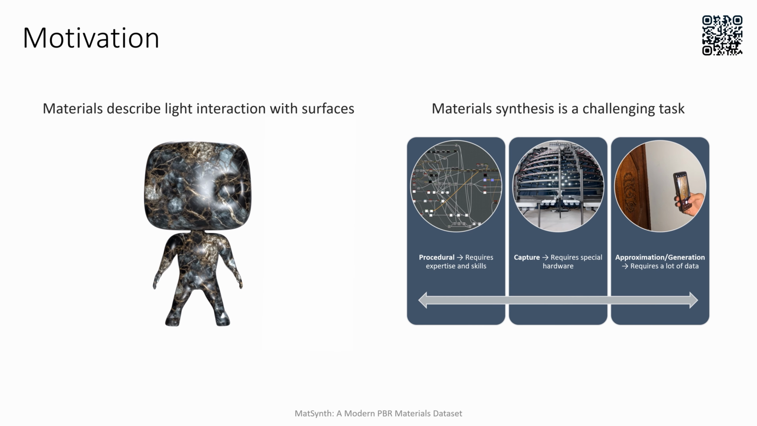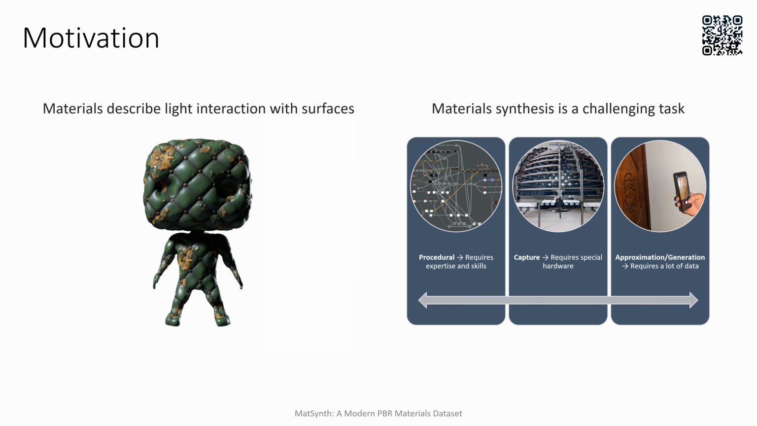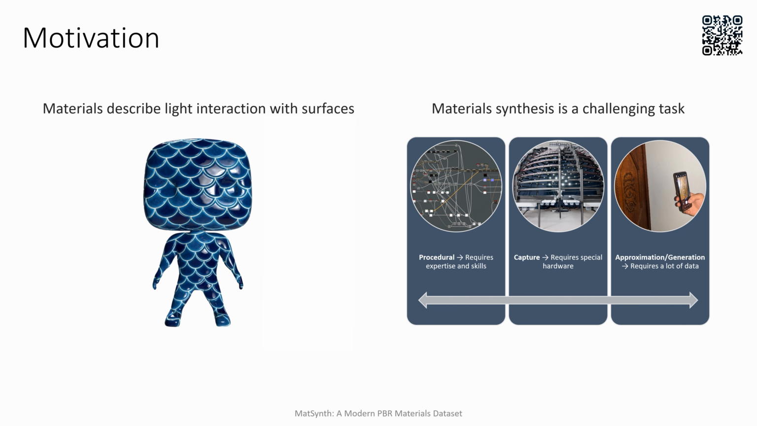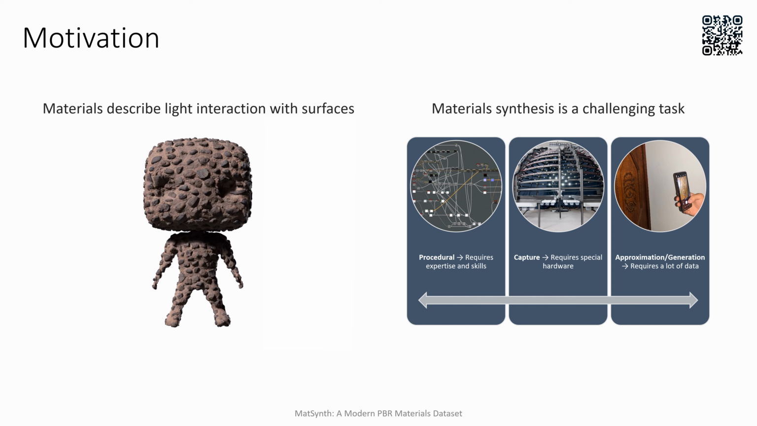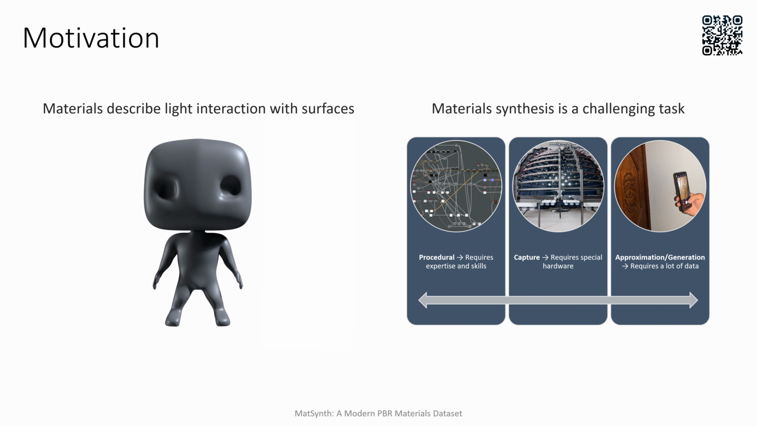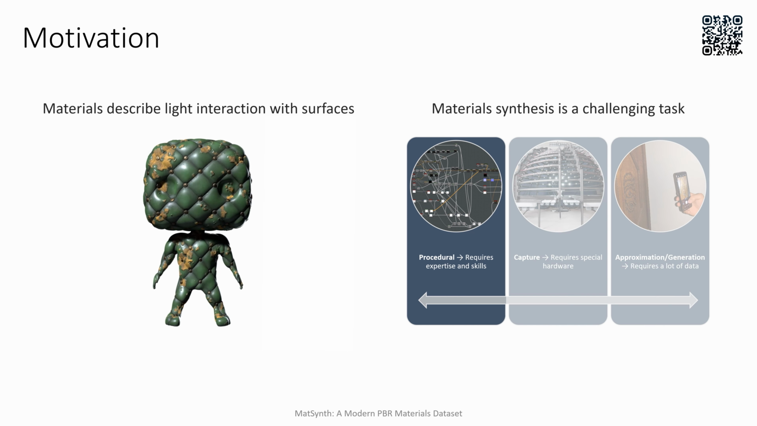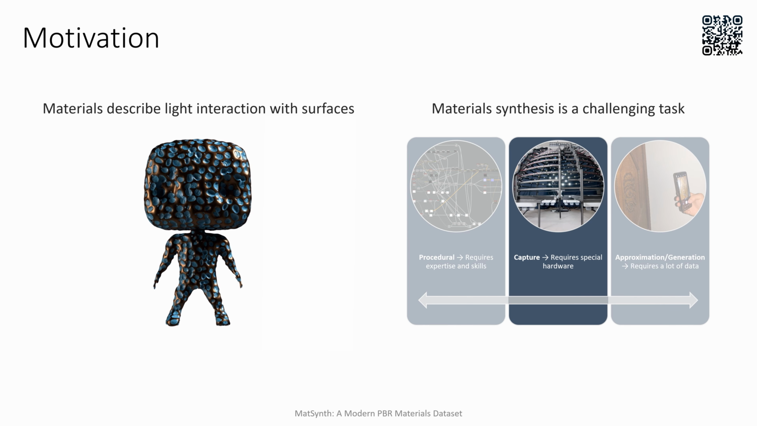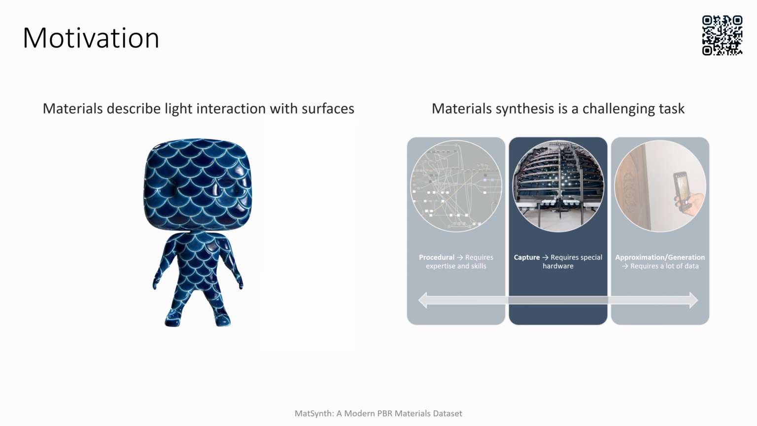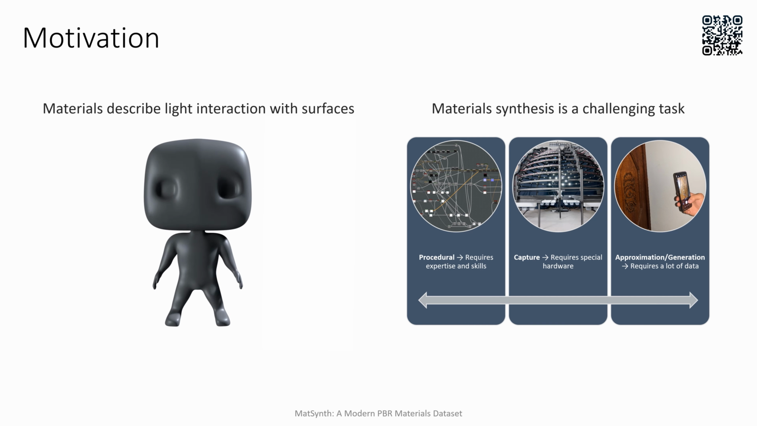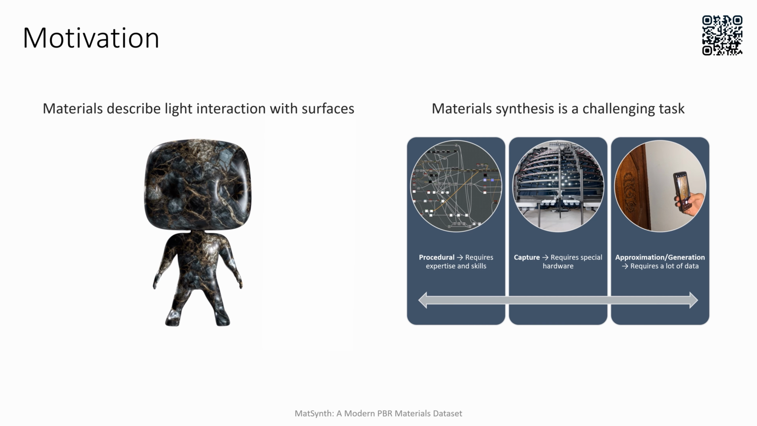Materials play a central role in 3D graphics, describing light interaction with surfaces, which is crucial for realism in games, simulations, and movies. However, synthesizing materials is challenging. Procedural methods need expertise and time, while capture techniques rely on costly hardware. Deep learning offers an alternative solution, but training of these methods demands extensive data.